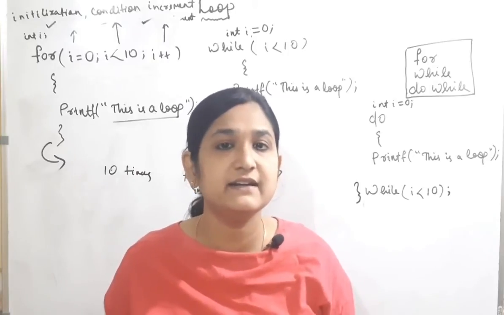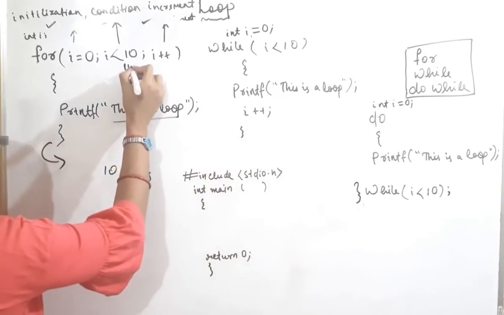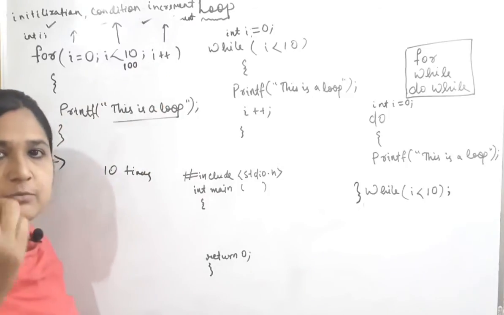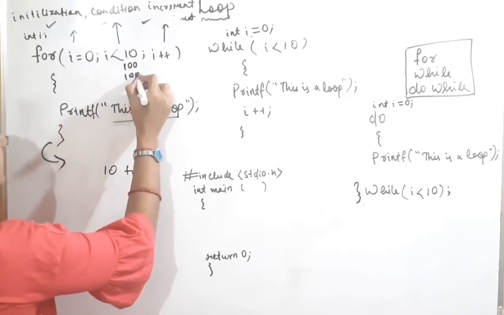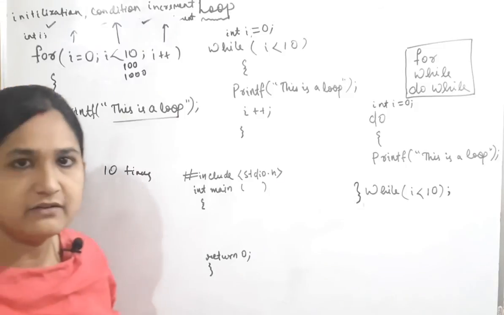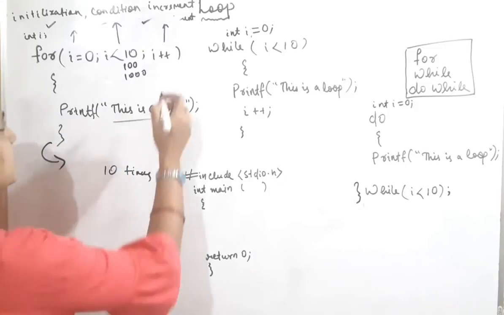Suppose I want to print it 100 times. So what I will do, I will write 100 over here. I want to print it 1000 times. I will write 1000 over here, right? And next part is I plus plus.